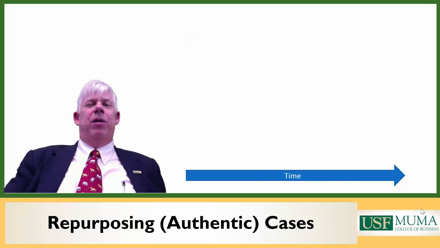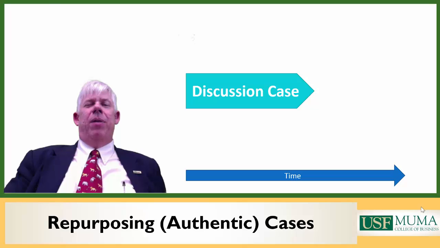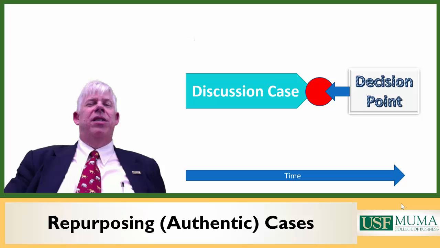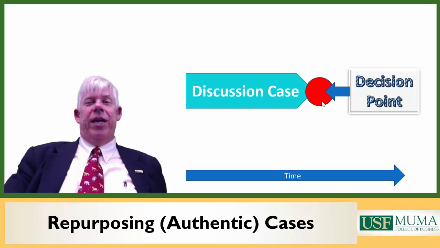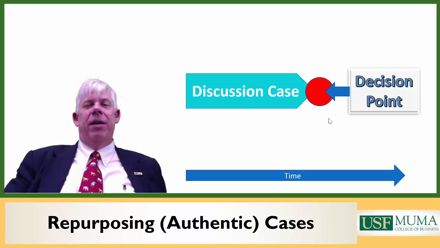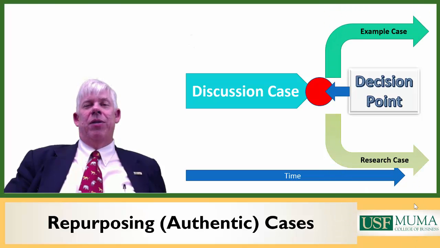So if we look at the typical discussion case, what we're doing is we have something that provides the background context, maybe outside information, and then it stops at a decision point. The discussion case does not take you beyond the decision point. It does not tell you what decision needs to be made. Once you've reached that decision point, and I try to write all my discussion cases while the decision is being made, there's the opportunity to expand upon it further with a number of different types of cases.